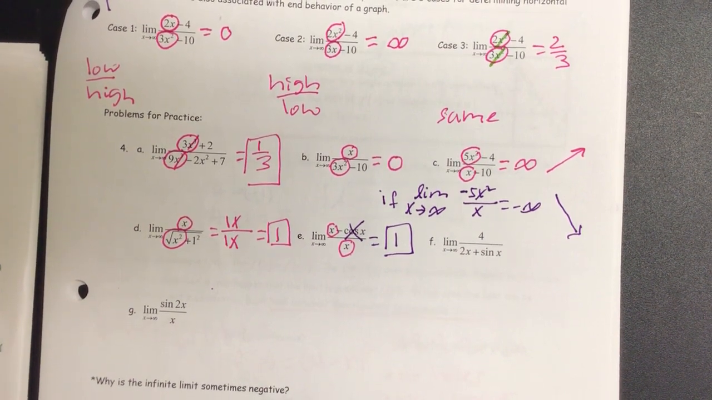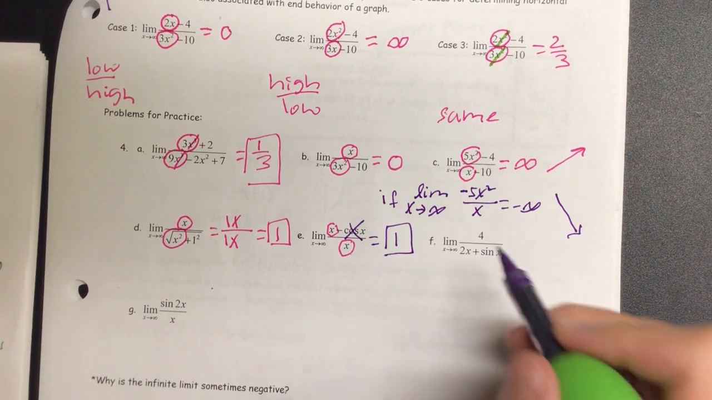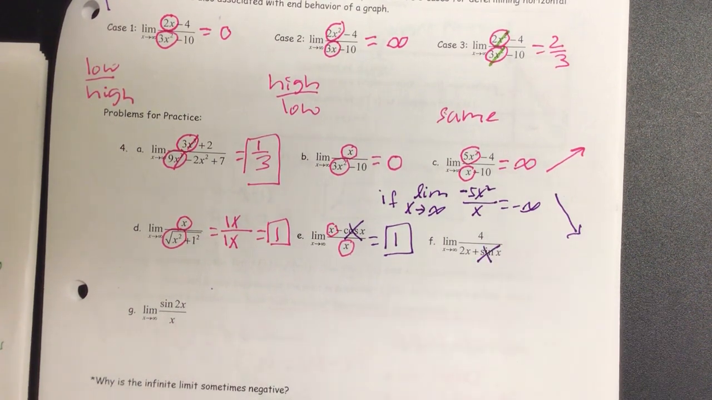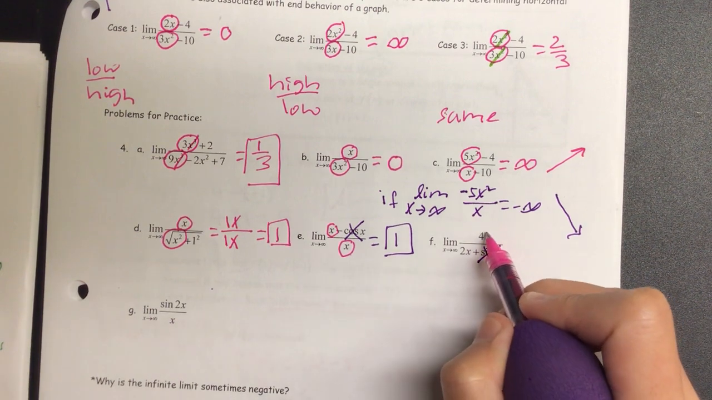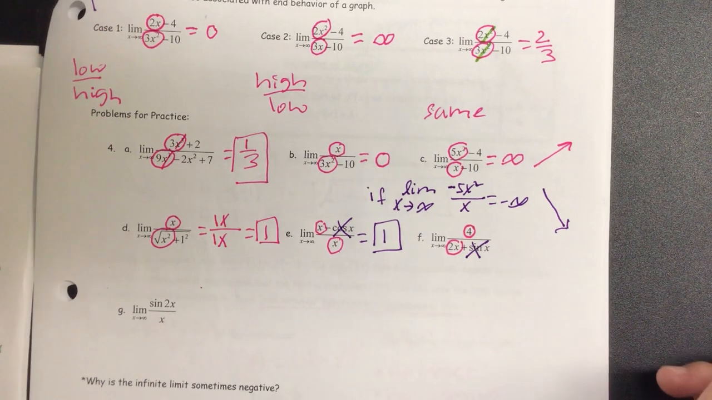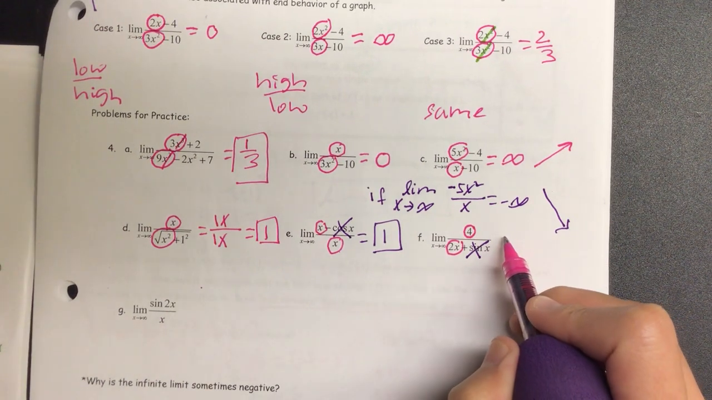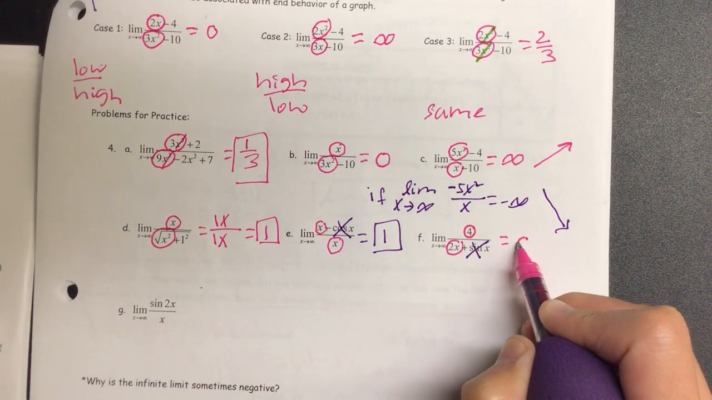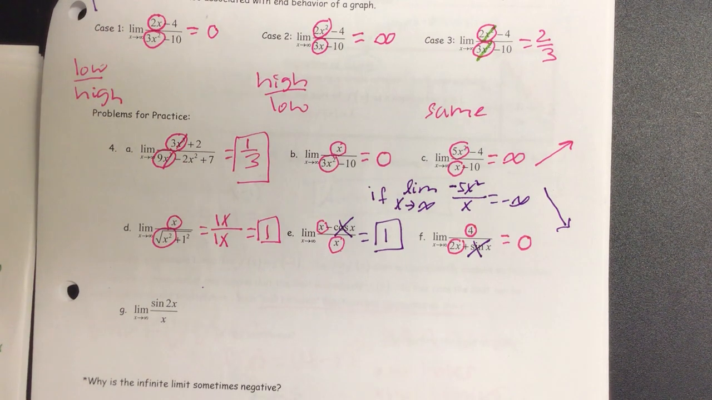All right. And then what is our distraction on f? Okay. So if I circle the highest power, I know the highest power in this case really doesn't have an x. So is this high over low or low over high? Low over high. So what equals y? 0 equals y.